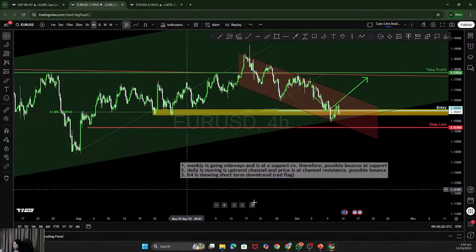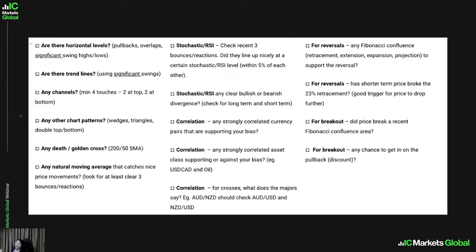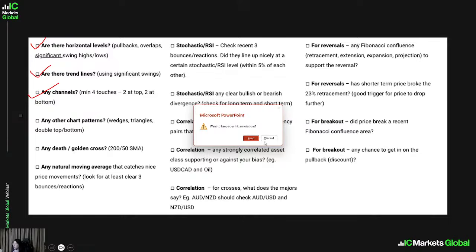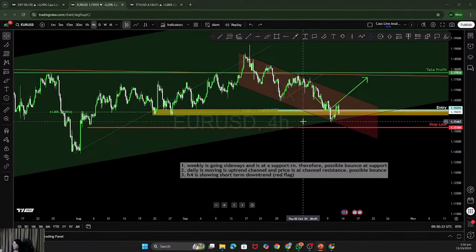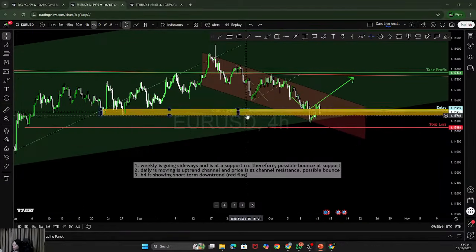Now let me pull this out again. We've already used our channels. Do you guys see any chart patterns? Let us see. Are there any chart patterns? Any double top, double bottom, any head and shoulders, inverse head and shoulders, any wedge, triangle, whatever it is? Nope, don't see it.